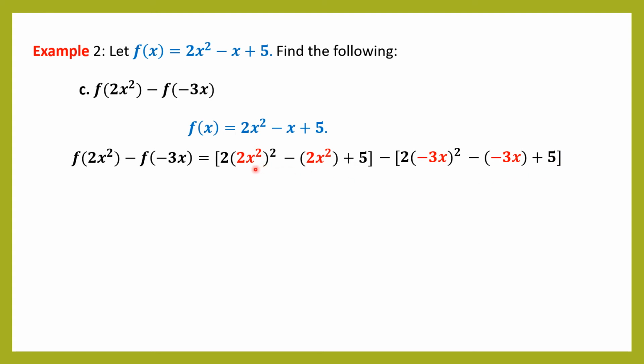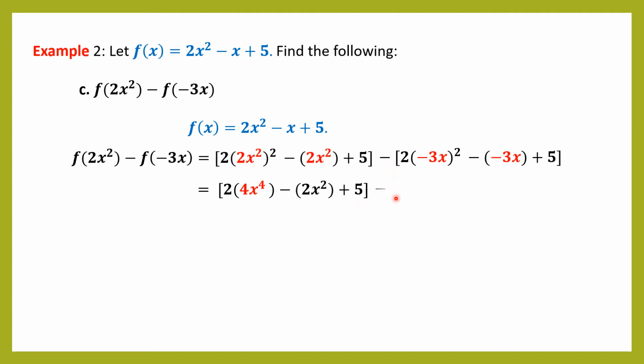Then after that, pwede na tayong mag-simplify yung lahat ng mga naka-square dito. So, you just copy 2, then 2x squared, then squared. So, that is 4x raised to the 4th power. So, minultiply lang natin yung exponent. Then, yung 2, nag-2 times 2 lang tayo. Kaya, naging 4. Then, minus 2x squared, just copy, plus 5.